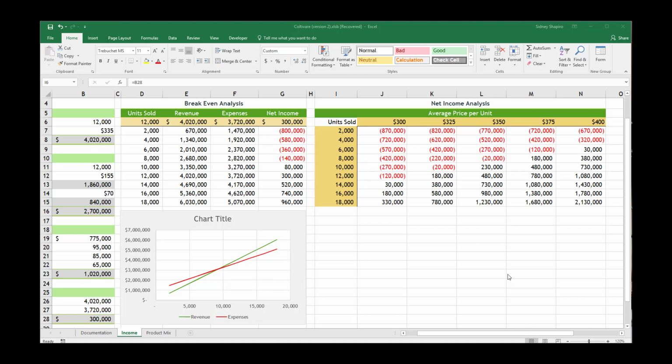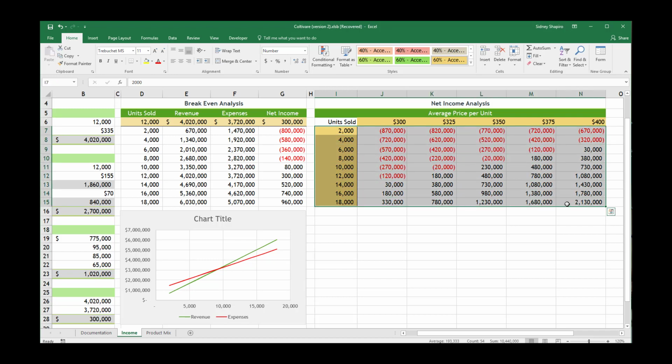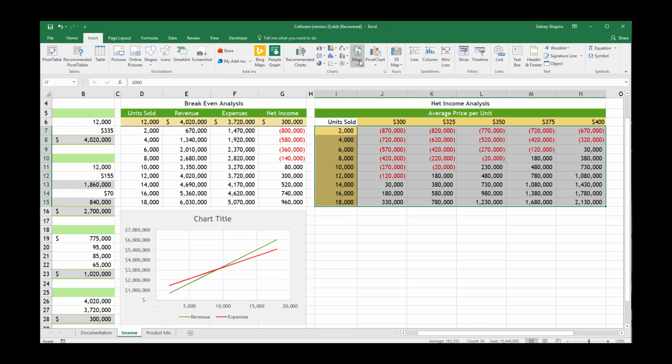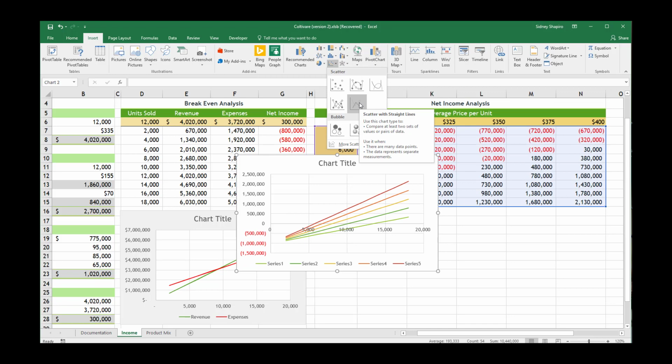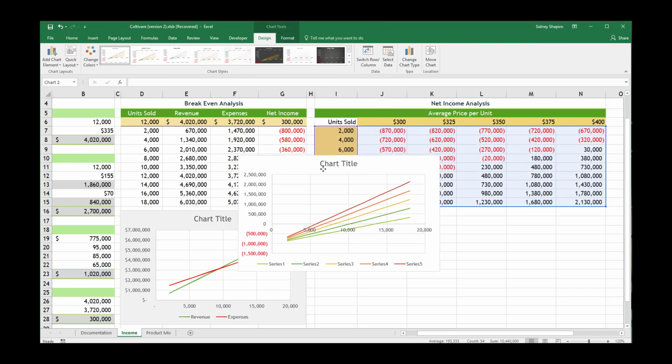Okay, so we're going to get started at the bottom of page 612. We're going to grab the range I7 to N15. So we're going to go to Insert, and we'll go back to our scatter plot, and we're going to go to Scatter with Straight Lines. That's this one right here. Okay, same chart that we chose before.